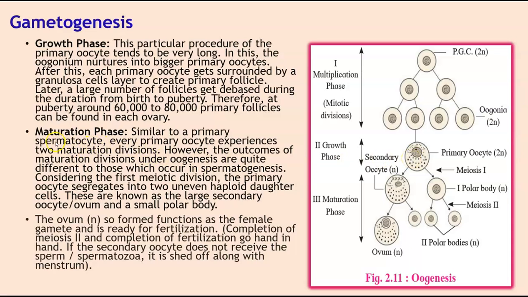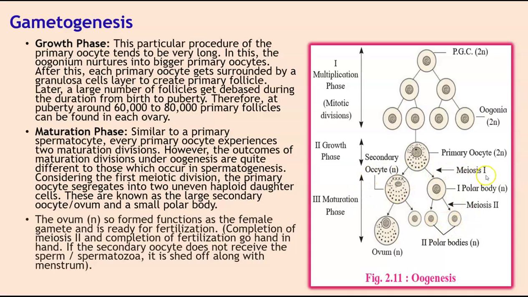Then the third stage is the maturation stage. Similar to the primary spermatocyte, every primary oocyte undergoes two maturation divisions. However, the outcomes of the maturation divisions in oogenesis are quite different from those in spermatogenesis. In the first meiotic division, the primary oocyte divides into two unequal haploid daughter cells. These are known as the large secondary oocyte and a small polar body.